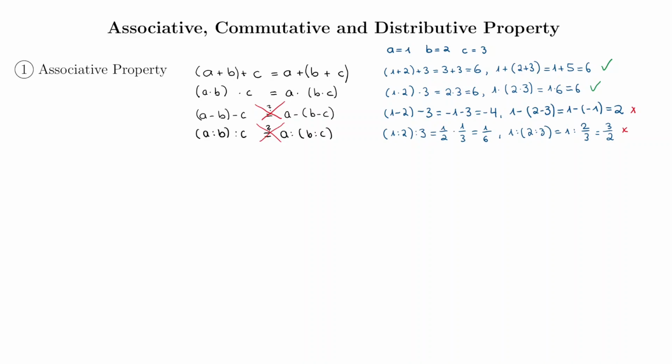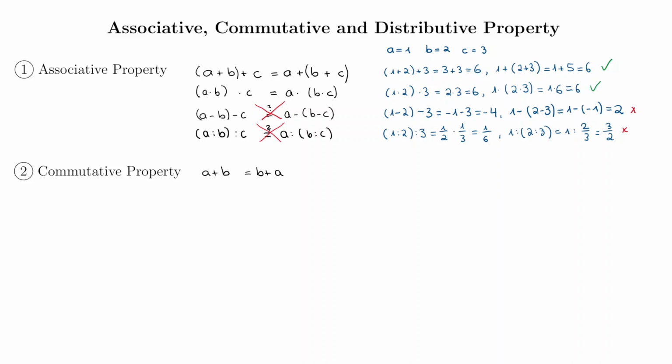Good. Let's continue with the next property, which is the commutative property. So what's the commutative property about? Let's say we have A plus B, and the commutative property now tells us that this is the same as B plus A. So the order in which we sum up two numbers doesn't matter. We can just switch them. We always do that, so we don't think about in which order we sum two numbers.